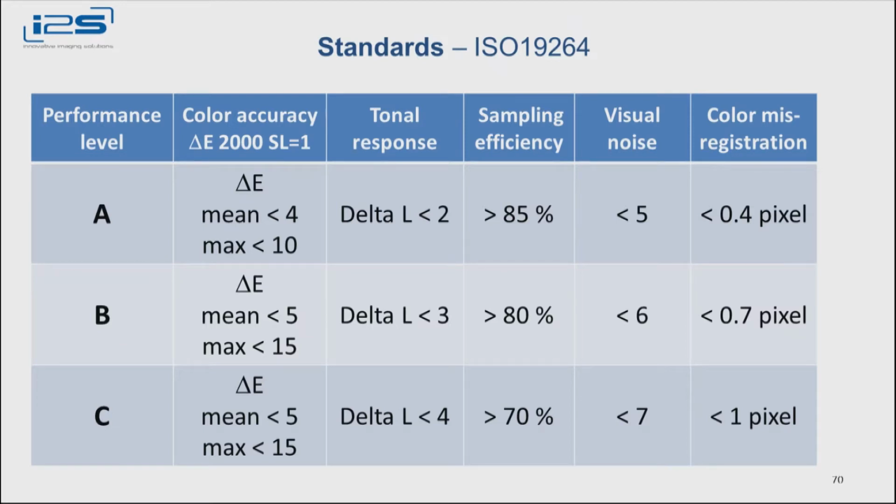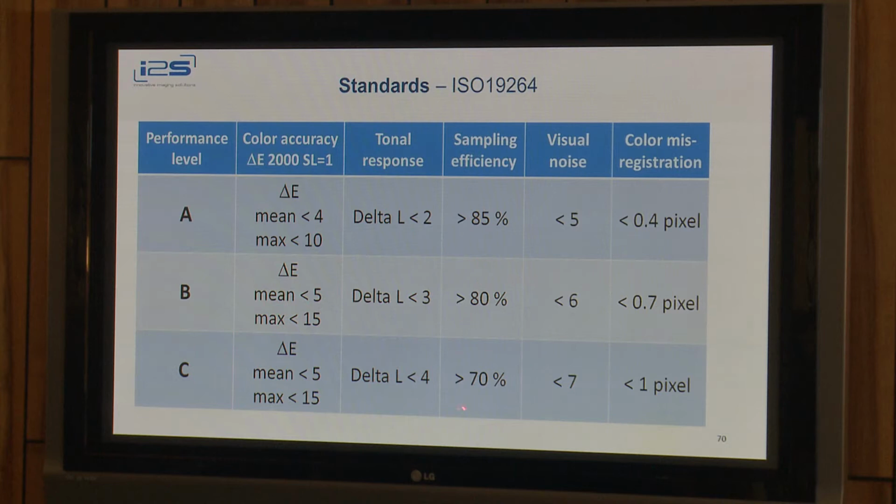And this is a summary. So you have 3 levels, A, B, and C. So A is the best. And this is the delta E. You see the numbers are always increasing. So C is much easier to reach than B, and B is easier to reach than A. So if we compare, you see the tonal response is easier here. Sampling efficiency 85, 80, 70. The noise also is higher, and the misregistration also, here you can go up to 1 pixel.